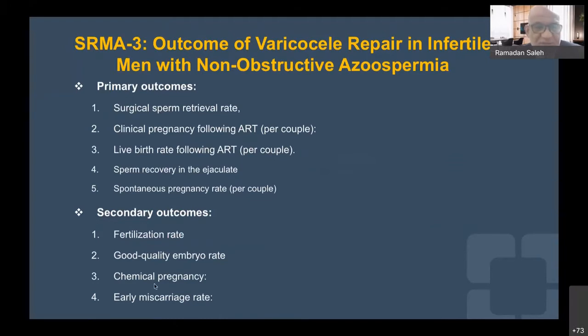This is a list of primary and secondary outcomes. It will include the surgical sperm retrieval rate, the clinical pregnancy, the live birth rate, sperm recovery, and spontaneous pregnancy. And additional outcomes will include laboratory outcomes like fertilization and good quality embryo rate, as well as clinical items such as chemical pregnancy and early miscarriage rate.